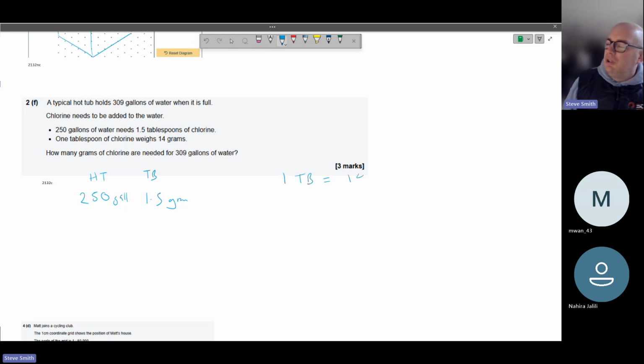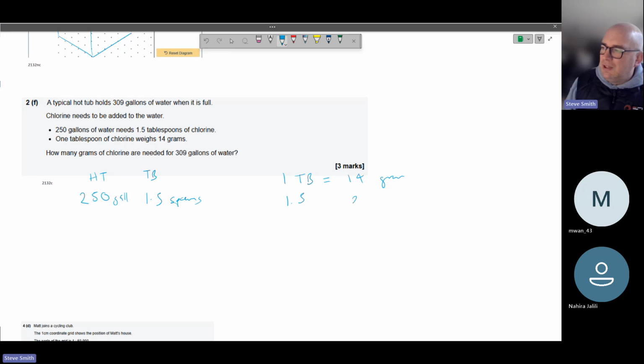equals 14 grams. Okay, it says here that 250 gallons needs 1.5 spoons, 1.5 spoons. It's saying 1 spoon here is 14 grams. So first of all, we will find out what 1.5 is. If we go 1.5 there, we've added half on again here, look. So 1 to 1.5, we need to add half on again there.